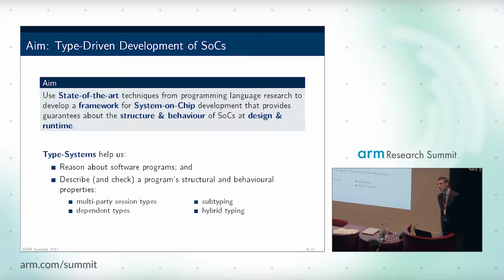Type systems are programming language features that help us to reason about programs, check programs' properties and things like that. The intention in this work is really to use an advanced type system as a kind of contract that describes your design, and then you cannot violate the contract while implementing it, or otherwise your implementation cannot happen. That's kind of the idea.